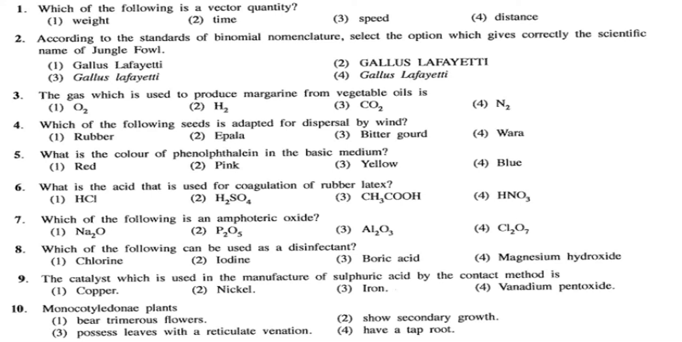The answer has to be they bear trimerous flowers, because showing secondary growth, having a taproot, or possessing leaves with a reticulate venation are features of dicots. If you want to further ensure your answer, you could refer to your grade 10 part 2, regarding the first lesson, on plants and animals. In there you can see that monocotyledon plants have trimerous flowers, and the other three features are possessed by dicot plants. So owing to these reasons, I hope you have got proper explanations for the first 10 questions.